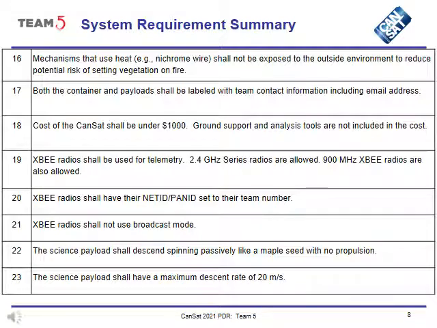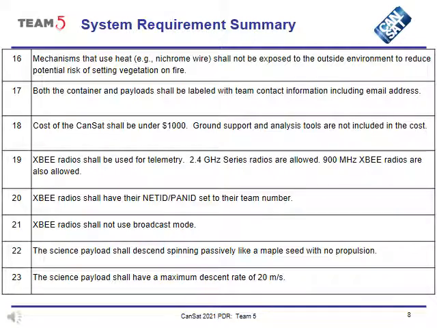19. XBee radios shall be used for telemetry. 2.4 GHz series radios are allowed. 900 MHz XBee radios are also allowed. 20. XBee radios shall have their NET ID, PAN ID, set to their team number. 21. XBee radios shall not be used in broadcast mode.